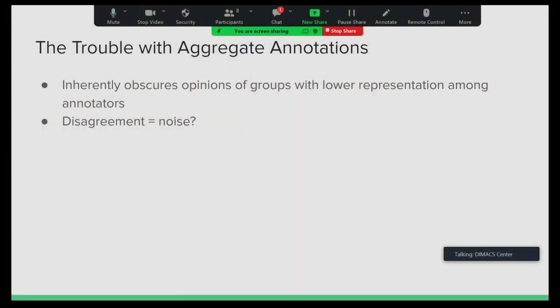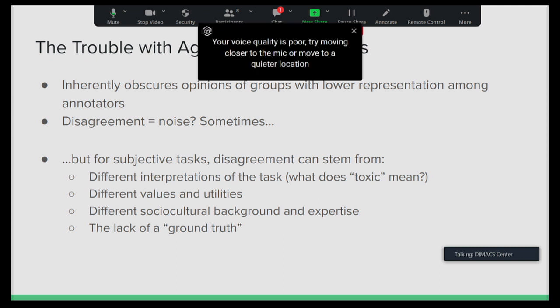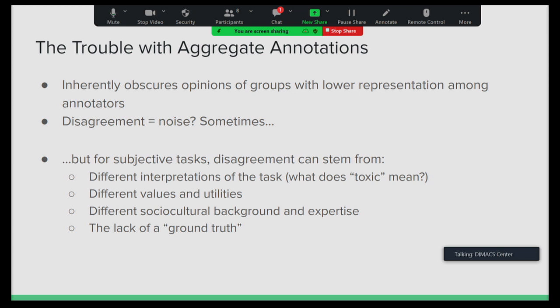Now, in many settings, it's quite useful to assume that all disagreement is noise. But when we have tasks that are less clear-cut, what we end up seeing is that for these tasks, disagreement can stem from things like differing interpretations. So what does toxic or hate speech mean to different people? Different values that users have, what they care about seeing on the internet, and what matters to them, what's going to affect them in terms of utility functions. Their different backgrounds, and in many cases, the lack of a ground truth. There may not be one true label for what hate speech is. We are depending on what different people think in different settings.